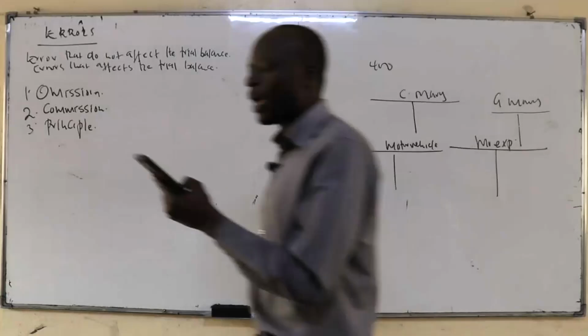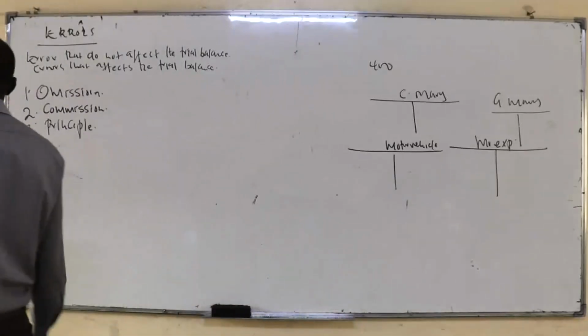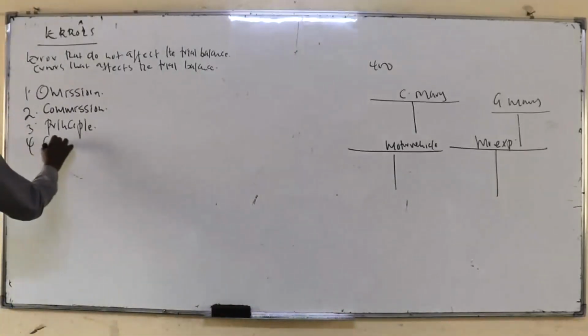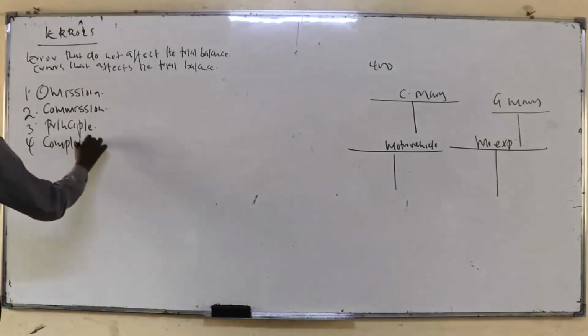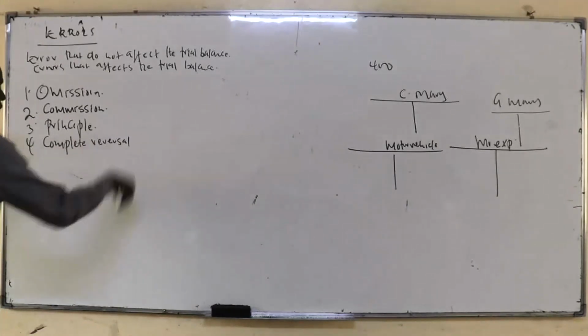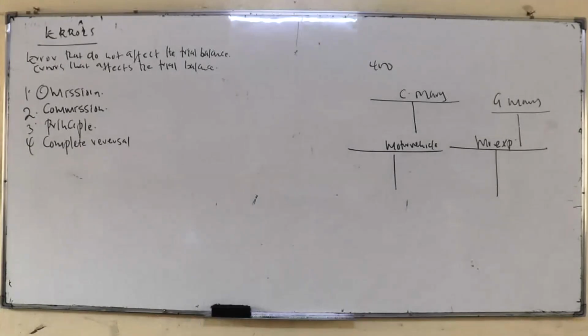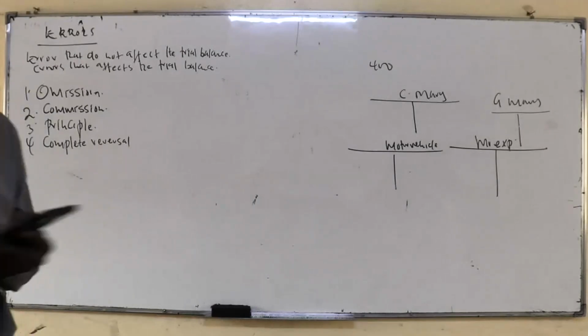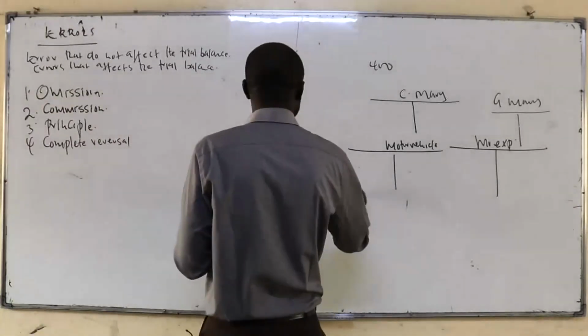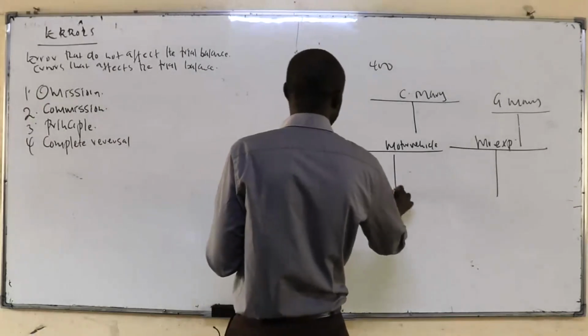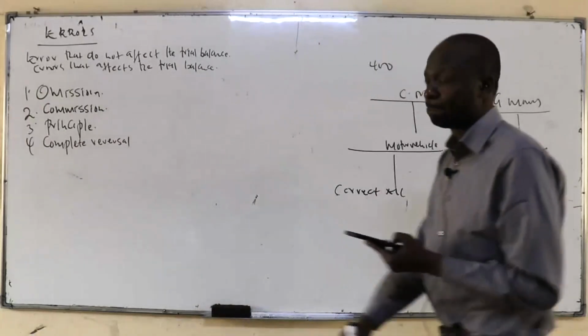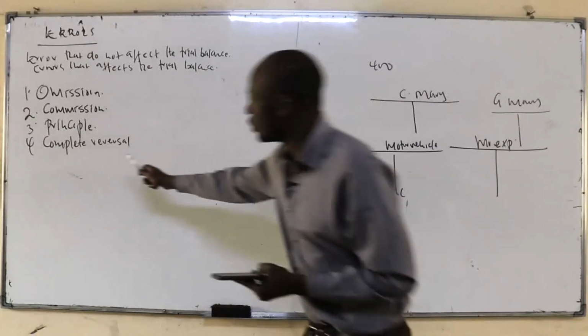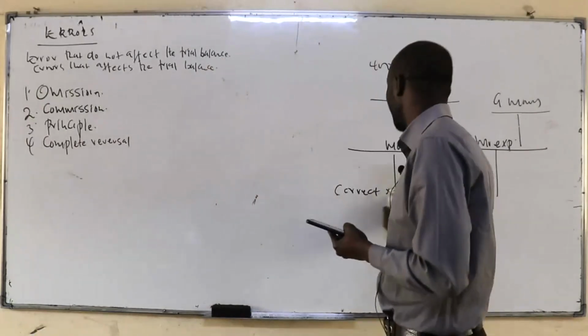So then we have error of complete reversal, number 4. Which kind of error is this? This is where a transaction is posted to the correct account, but on the wrong side of the accounts. Correct account, but on the wrong side. This is where you post a transaction to the correct account, but on the wrong side.